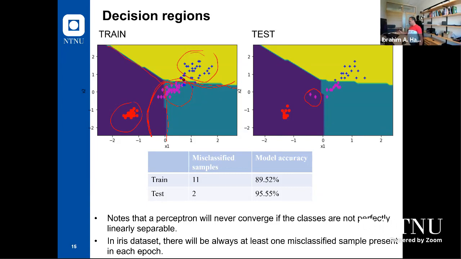And remember here, we use the two features, x1 and x2. If you use maybe x1, x2, x3, you will generate a plane, and the performance will be much better. So anyway, the model accuracy here for the training is 89%, and for the testing, it's 95%.